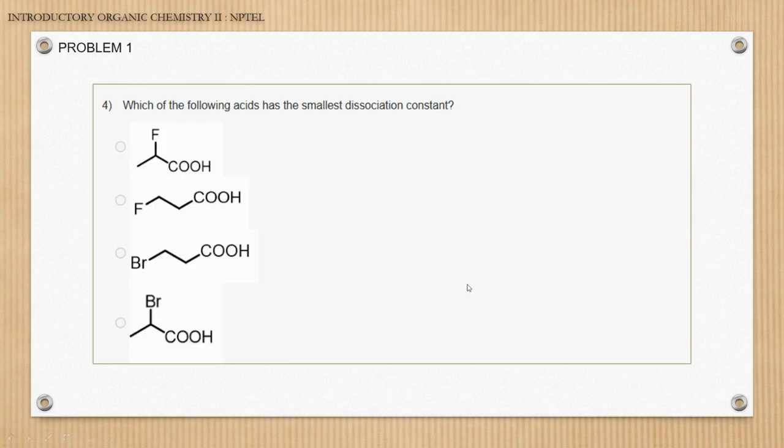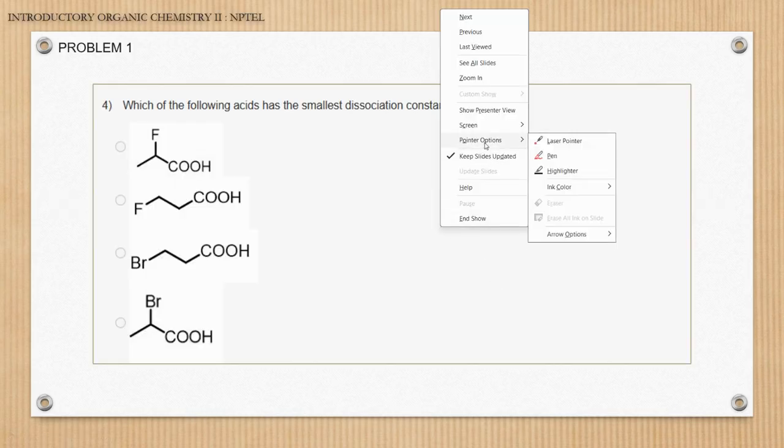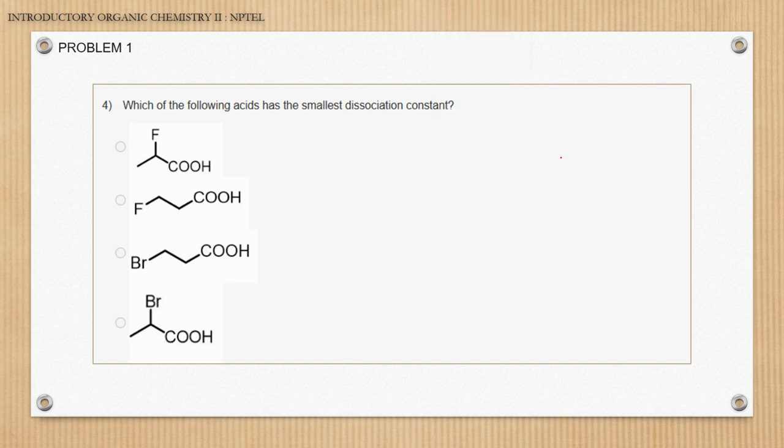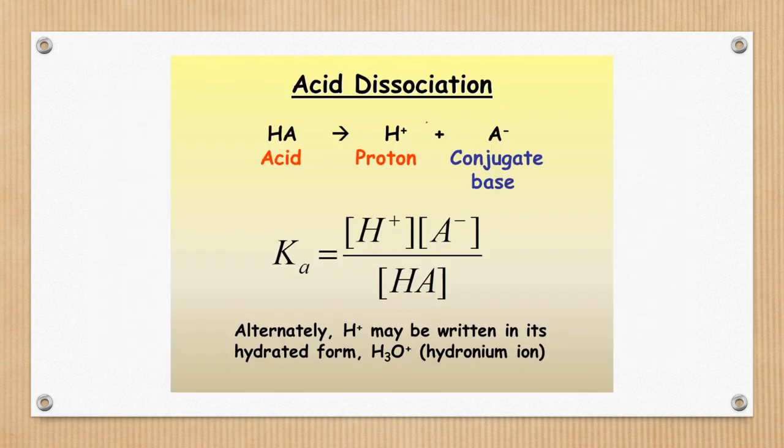So coming to problem number 1. In problem number 1, they are asking which of the following acids has the smallest dissociation constant. So what do you mean by dissociation constant? First of all, you need to know the dissociation constant of an acid. Dissociation constant is nothing but how an acid dissociates in water to give you a proton and the conjugate base.